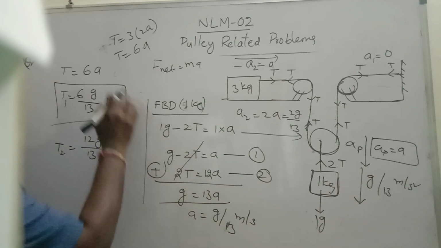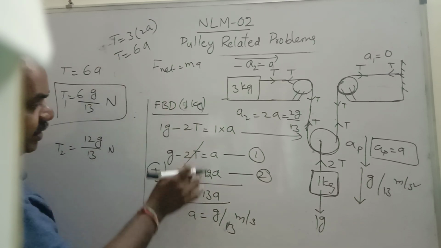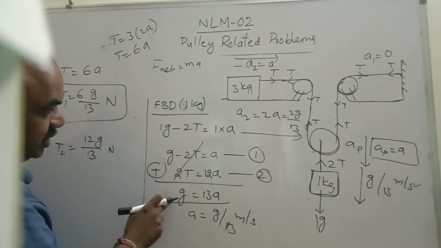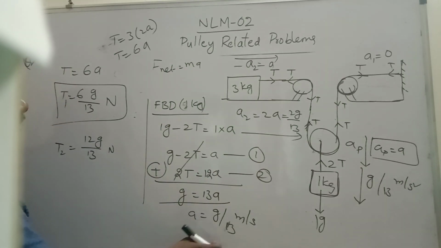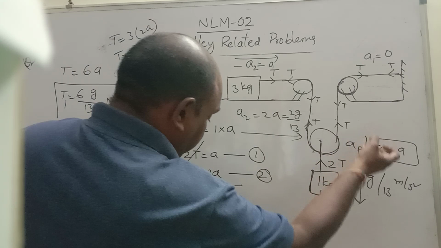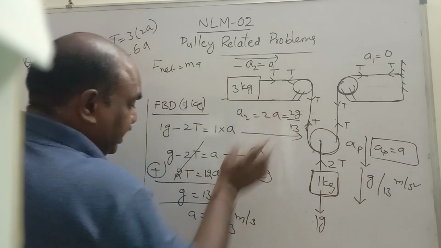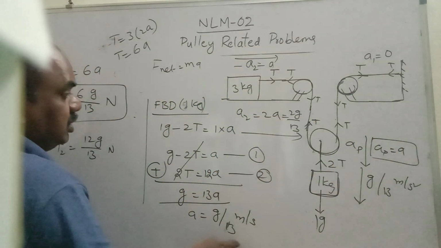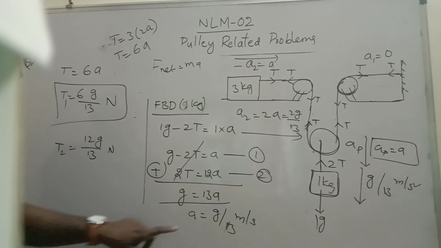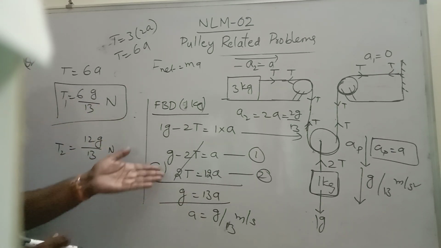I want 2t now. So both sides I multiply with 2. 2t is equal to 12a. 2t cancel. G is equal to 13a. A is equal to g by 13. That means acceleration of the pulley is g by 13. Acceleration of 3 kg is 2a now, 2 into g by 13, 2g by 13.